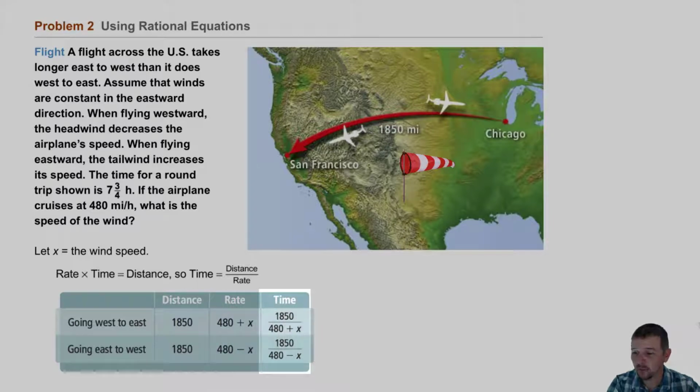In terms of time, when going west to east, the time is 1,850, that's miles or distance between the two, over 480 plus x, that's our rate. And when going east to west, the time is 1,850 over 480 minus x.